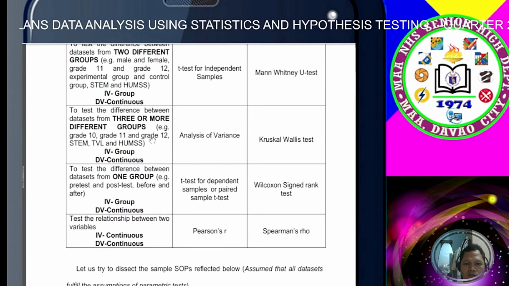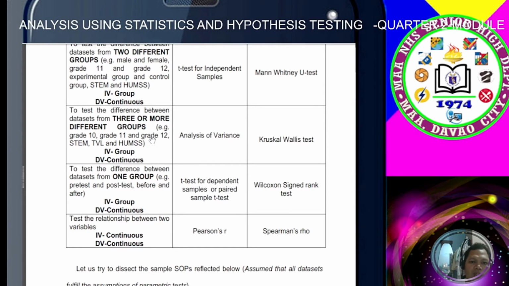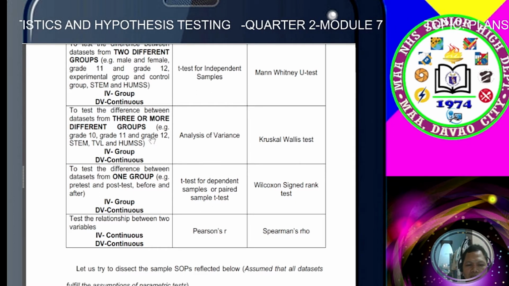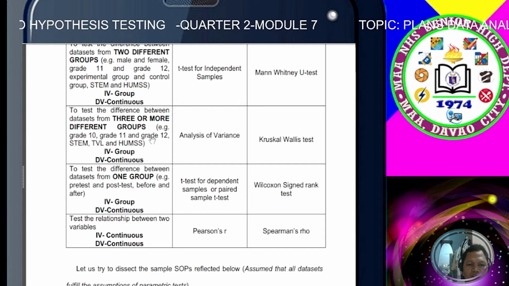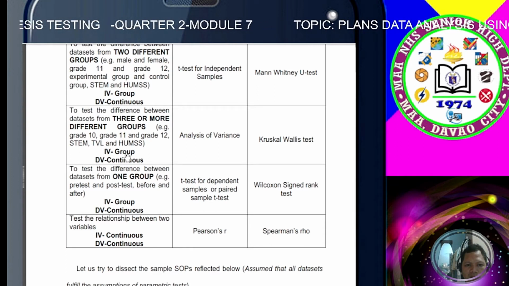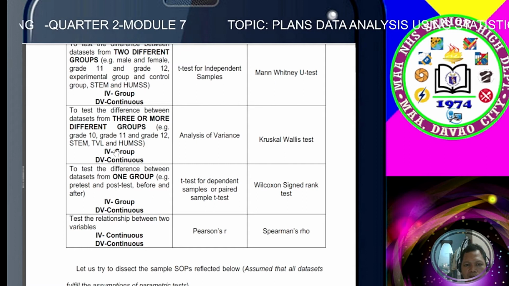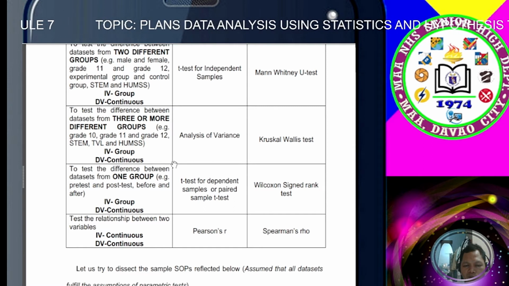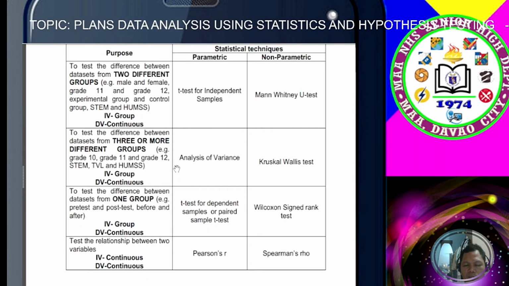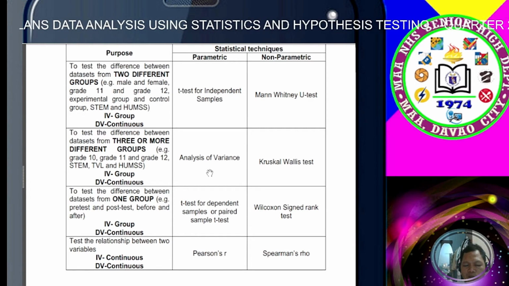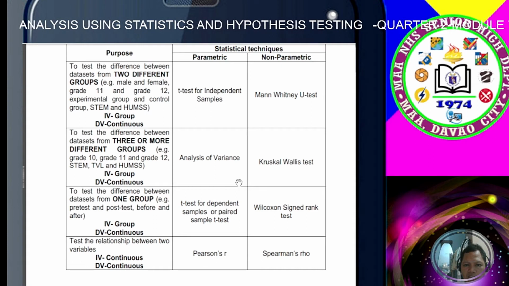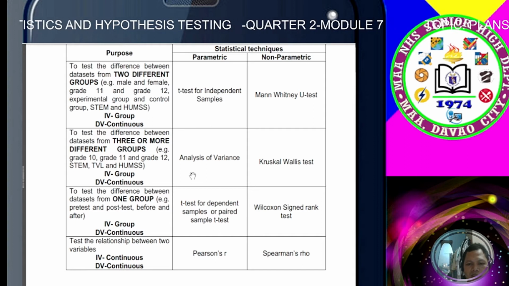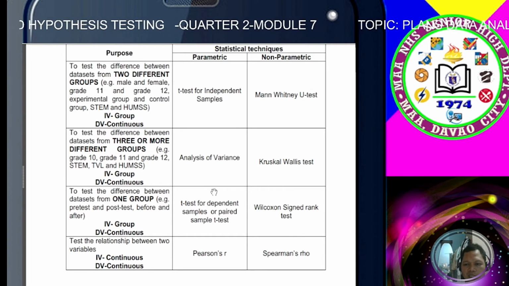Then another one, to test the difference between data sets from 3 or more different groups, for example grade 10, 11, 12, STEM. Your independent variable here is the grouping, while your dependent variable is continuous data. So what will you use? You will use the analysis of variance, or the ANOVA. While in non-parametric, you will use the Kruskal-Wallis test. We will have a thorough discussion of this in our succeeding modules.